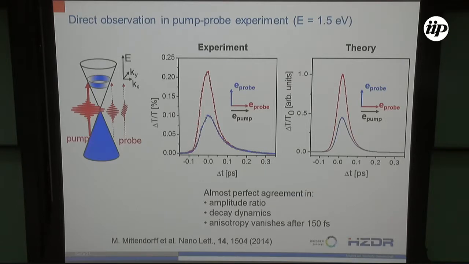And the results you see here: if the probe beam is parallel polarized, then the Pauli blocking is much stronger, more than 2 times stronger pump-probe signal than for the perpendicular configuration. And the theory from Ermin and his colleagues is in almost frightening agreement with the experimental results, considering the fact that they don't have any fitting parameters. So it's a real microscopic theory. But you see the anisotropy is present, but it vanishes quickly. Basically, after 150 femtoseconds, it's gone. Then these curves are perfectly on top of each other.